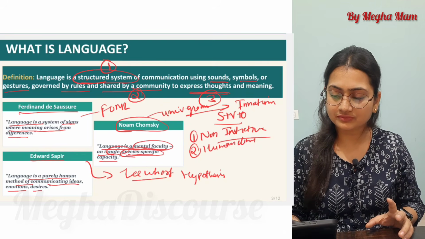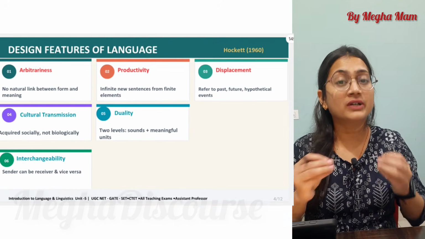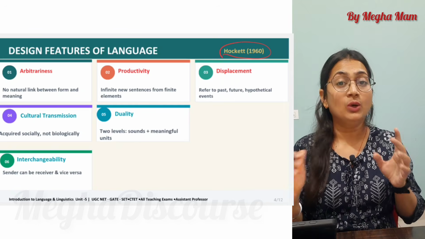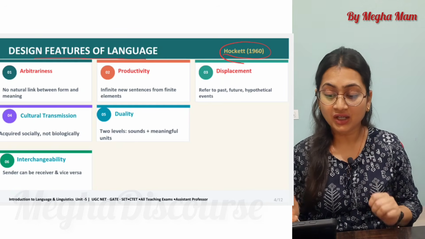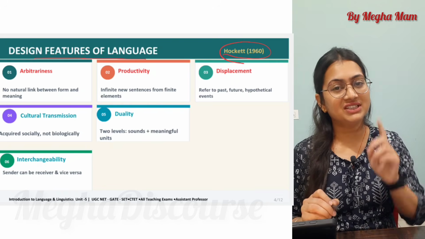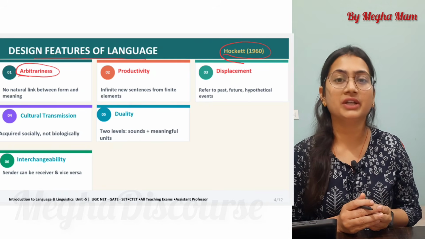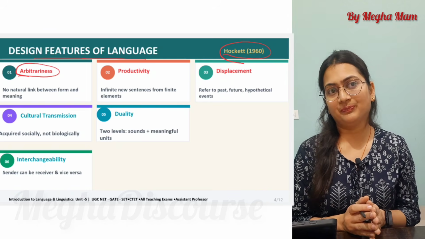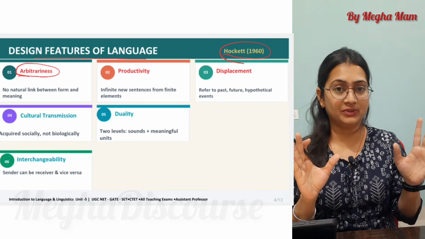Now, this is Hockett's design, 1960. He has given the design features of language, which are asked many times in different ways. Okay, what is arbitrariness? First, he has given the term arbitrariness. Saussure, Ferdinand de Saussure, is also talking about arbitrariness. What is arbitrariness? It means there is no link between the name and its purpose.